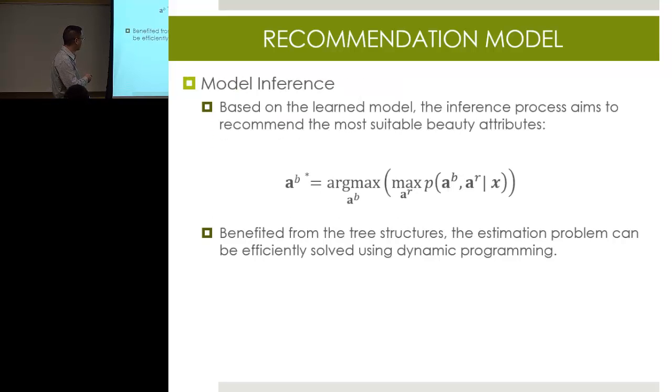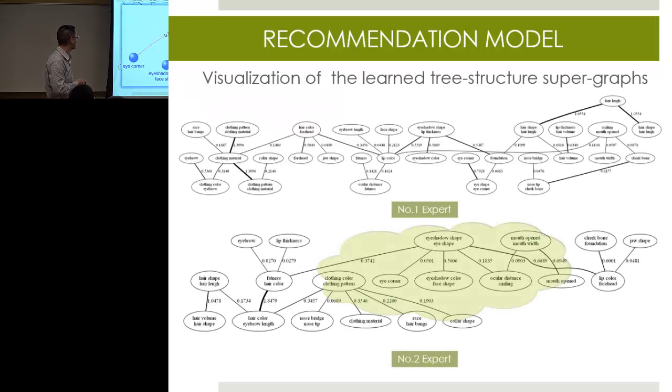Then after you obtain the parameters, when you have an image, you can infer the beauty attributes with the maximum posterior of the distribution. Because, as I mentioned, the supergraph is in tree structure, the inference process is quite fast, based on dynamic programming. Okay, so here are some supergraphs we learned from the learning process. For example, if you look at the second one, we notice that eyeshadow shape and eye shape are linked with, for example, lip color and forehead. And this strength is the strongest one of all the connections.